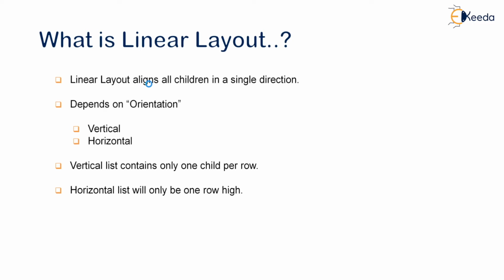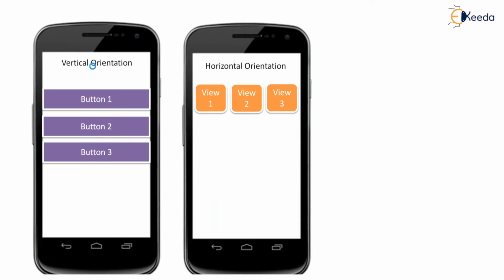A linear layout is a view group which aligns its children in a single direction, depending upon the orientation attribute, vertically or horizontally. What does that mean? Vertically means one below the other, horizontally means one beside the other. Here the vertical list contains only one child per row and the horizontal list is completely one row height. This is how it looks. Vertical orientation, a view below another view. In horizontal orientation, views are side by side.